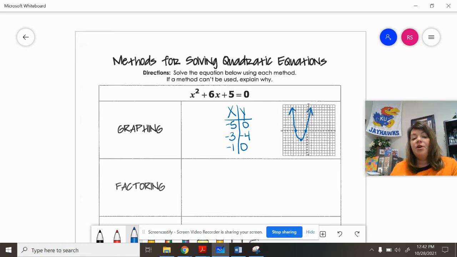Okay, and so our solutions are where the y equals 0 or where the graph crosses the x-axis, there and there. So if we write them as a solution set, we do -5, -1.